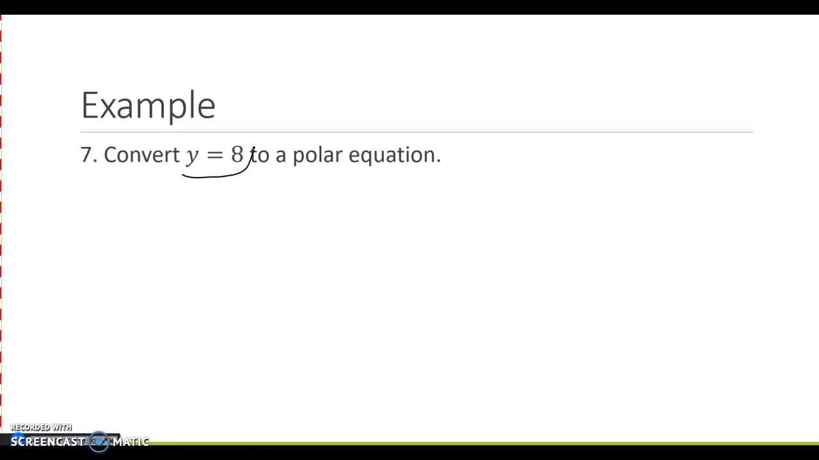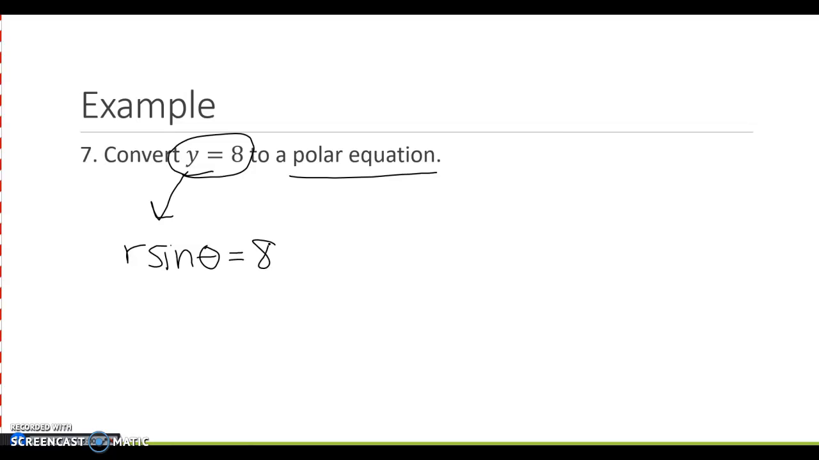So this is a rectangular equation, y equals 8. I want to convert it to a polar equation so that it's in terms of r and theta. The way we're going to do that is just use our conversion equations. So I know y is equal to r sine theta. So what I'm going to do is replace that y. Instead of leaving it as y, I'm going to make it r sine theta. So then I get r sine theta equals 8.